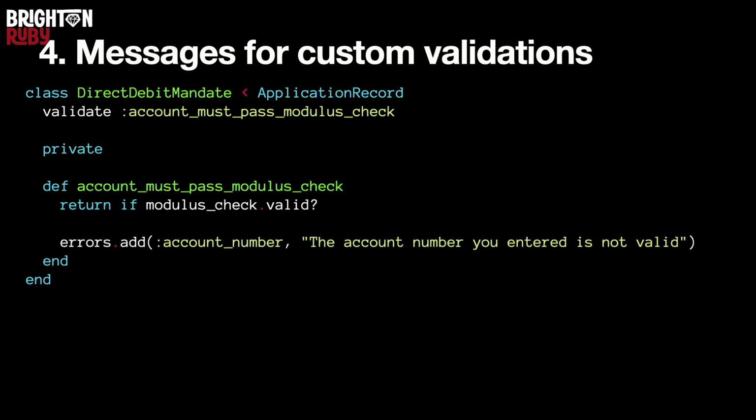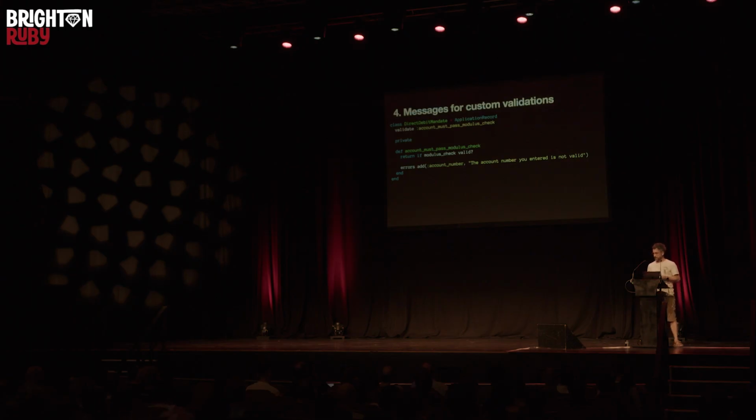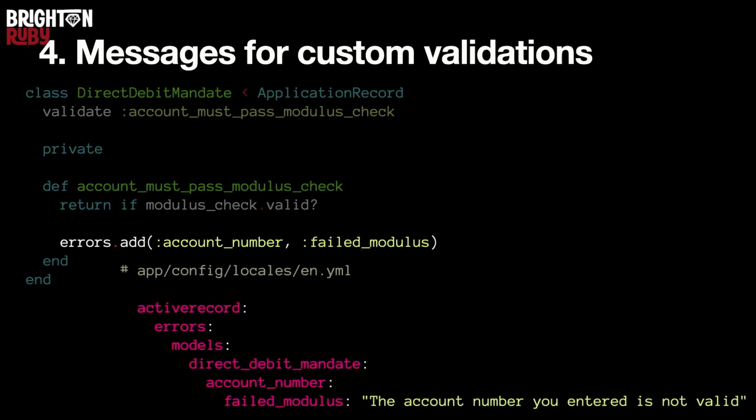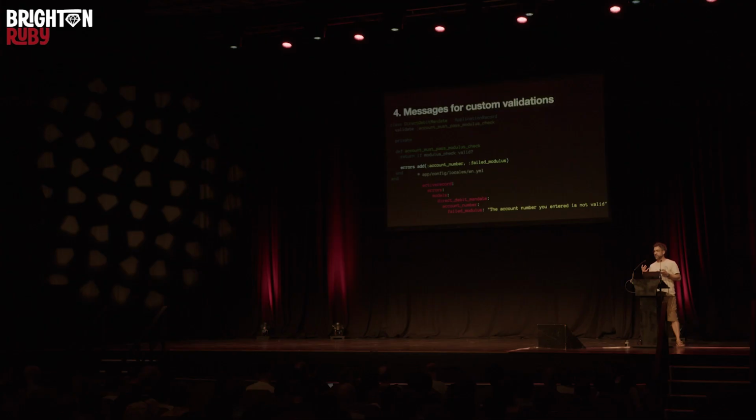Number 4, so that same plumbing that Active Record is using for its own validations, you can use for your custom validations as well. Here's a custom validation that's checking the validity of a bank account. And normally what you might do is add the error string directly to the errors hash like this. An alternative way to do this is to pass in a symbol to identify the message, and then you can use the same key structure to put the text into your locale file. Now I like how this makes my model code more concise, but it also removes this presentational concern, the precise wording of the error message, from my model code and puts it somewhere more appropriate.